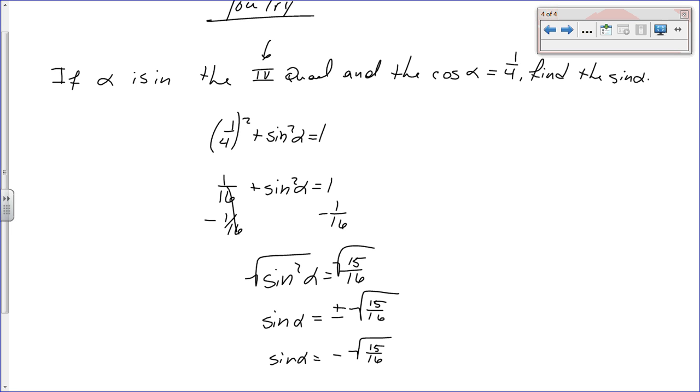So that has been your video on ASTC. All students take calculus, amazing super turbochargers. However you want to remember the ASTC is fine. Just remember what they stand for. A means quadrant 1, they're all positive. S means quadrant 2, only sine is positive. T is quadrant 3, only tangent is positive. C is quadrant 4, only cosine is positive. Then you have your Pythagorean trig identity, which says sine squared of alpha plus cosine squared of alpha equals 1.